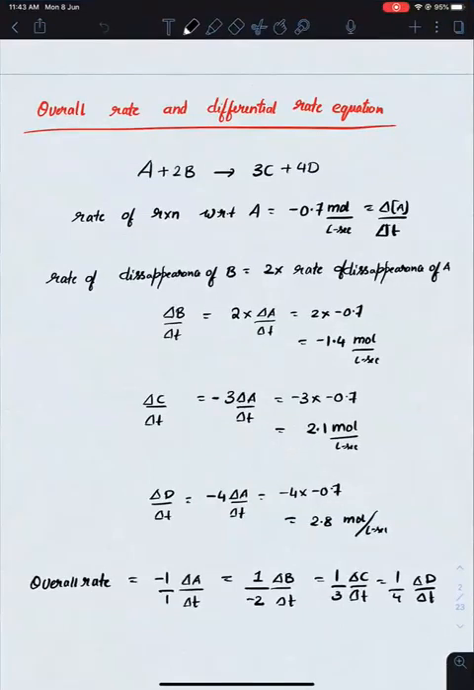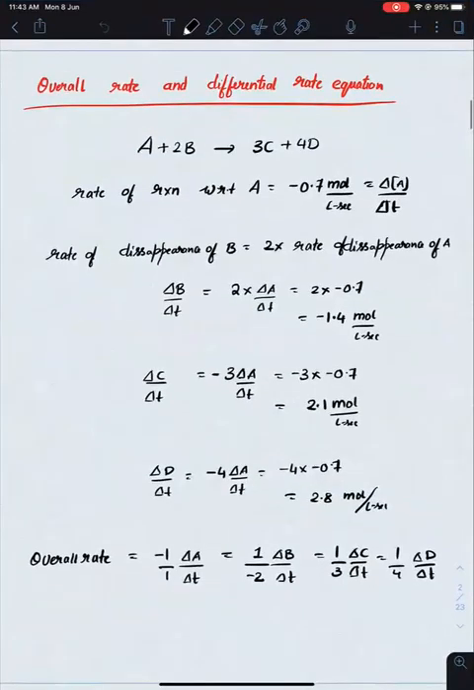So the overall rate is nothing but minus 1 by A delta A by delta T equals to minus 1 by 2 delta B by delta T is equals to 1 by 3 delta C by delta T is equals to 1 by 4 delta D by delta T. For reactants divided by its stoichiometric coefficient along with the negative sign. For products divided by its stoichiometric coefficient. Okay.